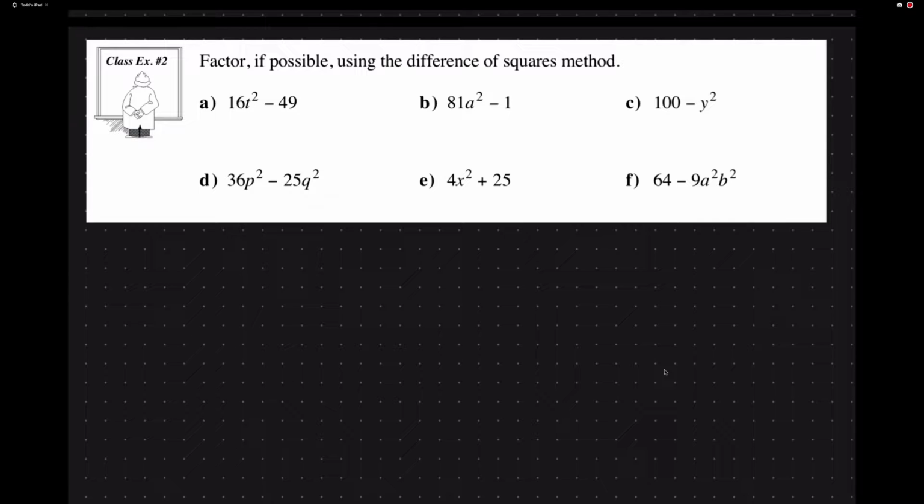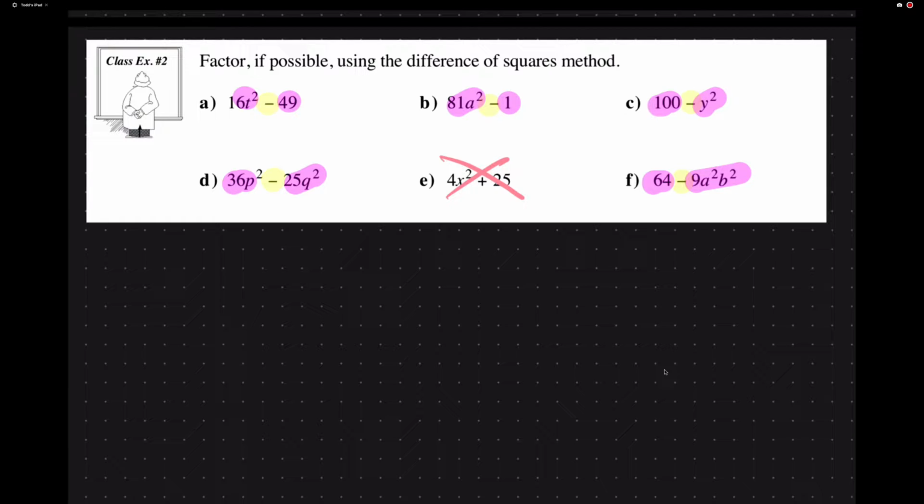Okay, class example 2 just says factor if possible using the difference of squares method. The first thing you would want to do is go through and check: subtraction, subtraction, subtraction, subtraction, addition on this one. So right away we know that's not possible using the difference of squares. And the last one is subtraction. Then you want to check each one. Is 16 a perfect square? Yes. Is t squared a perfect square? Yes. Is 49 a perfect square? Yes. And you would go through and check each one of these out. So far, it looks like they're all turning out to be perfect squares.